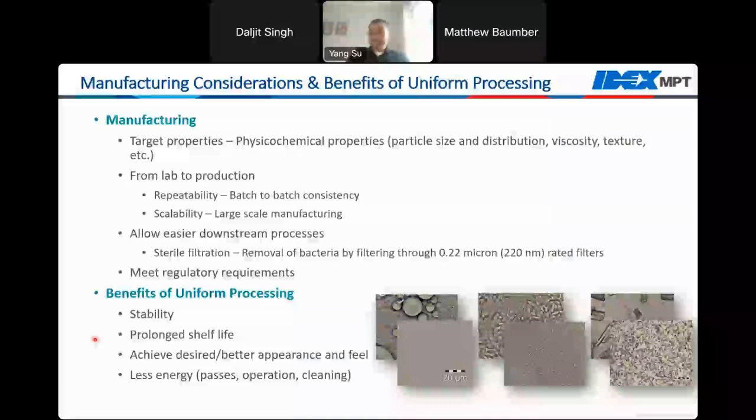And I also mentioned texture and viscosity. So the particle size and distribution can also allow you to achieve a desired or even better appearance and feel of the product. And the last thing is, if you are able to achieve a very efficient process, that means you are able to save a lot on the production costs, such as saving energy by using a lower number of passes, etc.